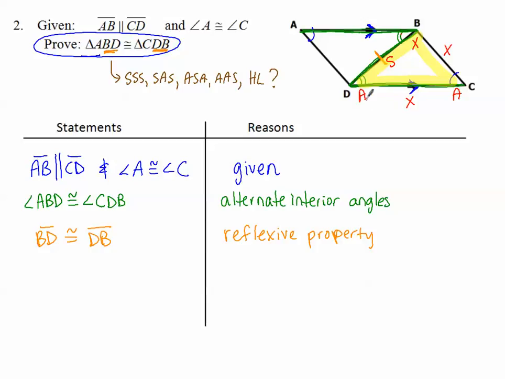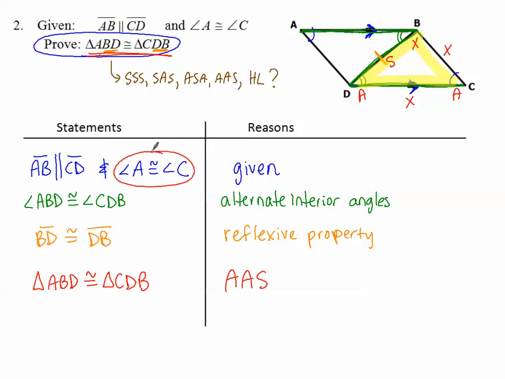Angle, angle, side. So I do have enough information to say by angle, angle, side, these triangles are congruent. Triangle ABD is congruent to triangle CDB. See how it's just like what we did in class, but now we're writing down each piece of information as we go.